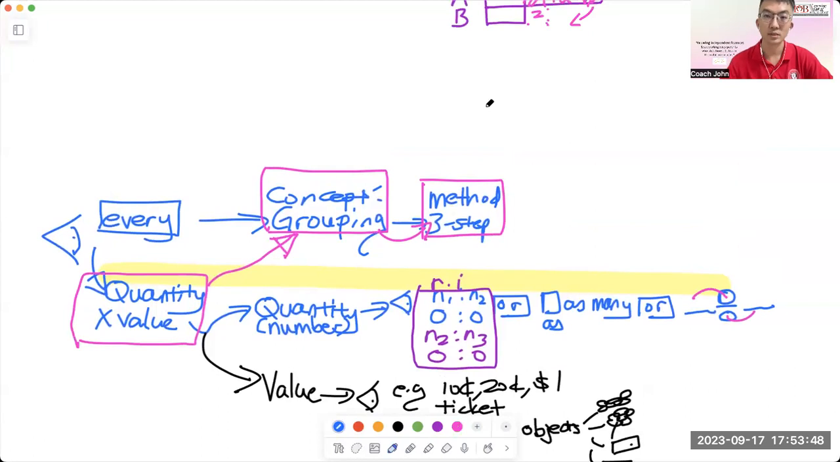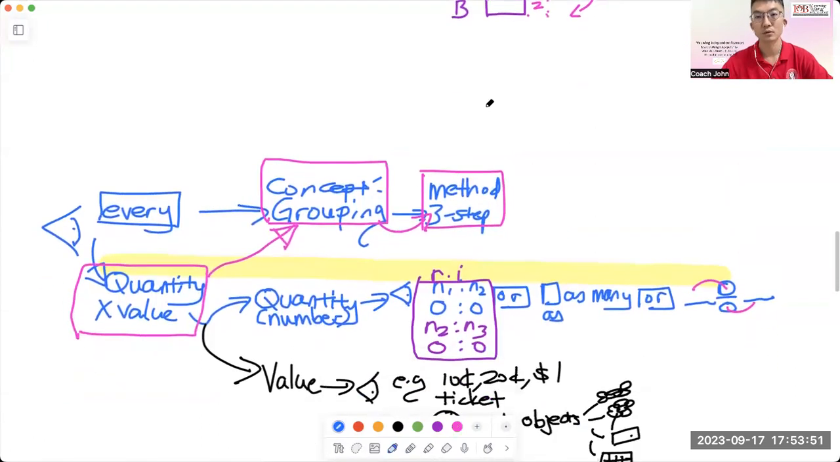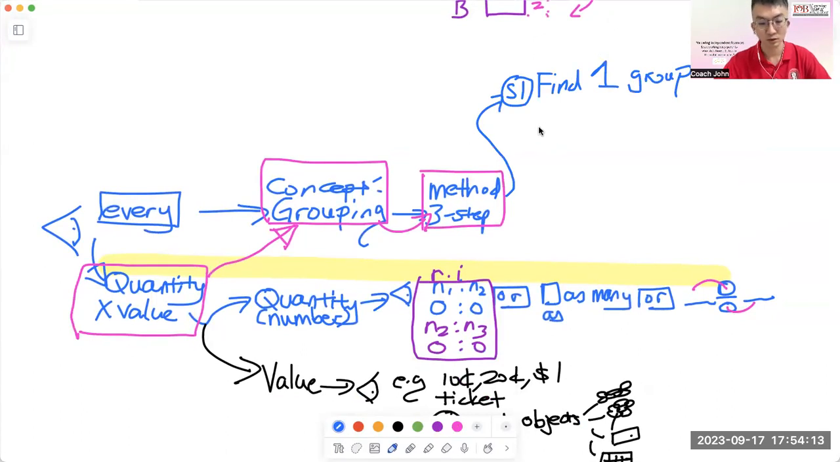So what are the 3 steps? Step 1, find one group. Yes, you know that it's a grouping question. So how do you define one group? What is in your group? If there are boys and girls, how many boys, how many girls are there in a group? If there are sweets and chocolates in the group, how many are there? If there are paid and free apples, how many paid apples and how many free apples are there in a group?